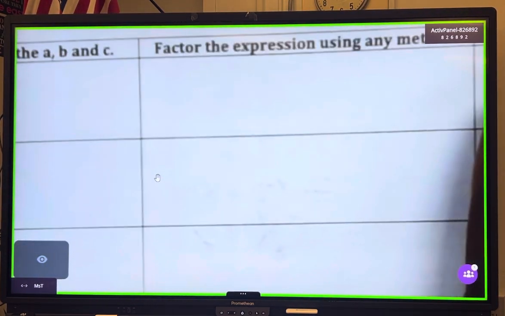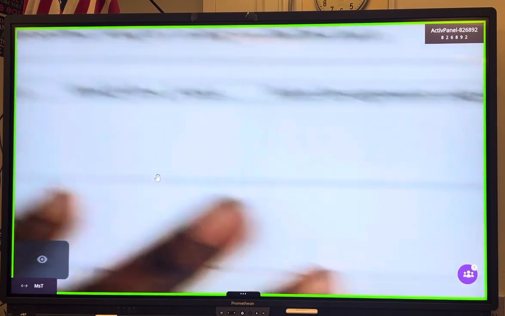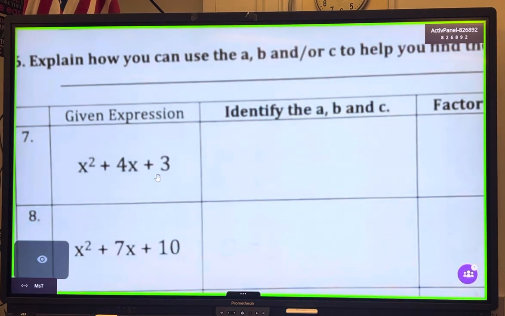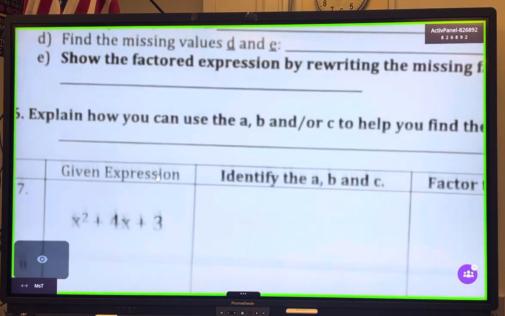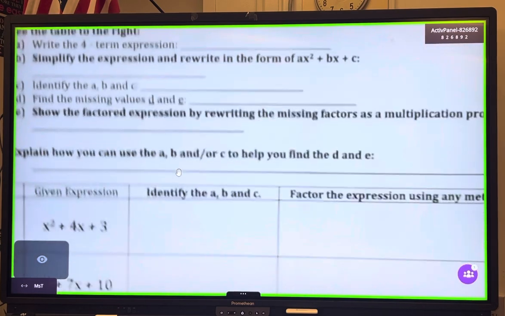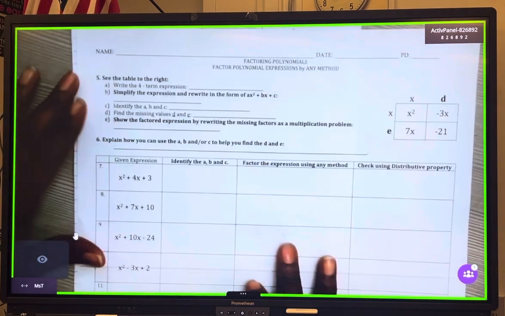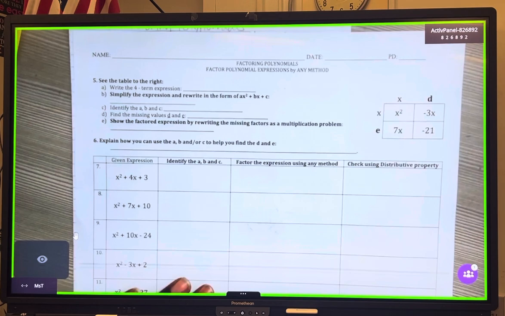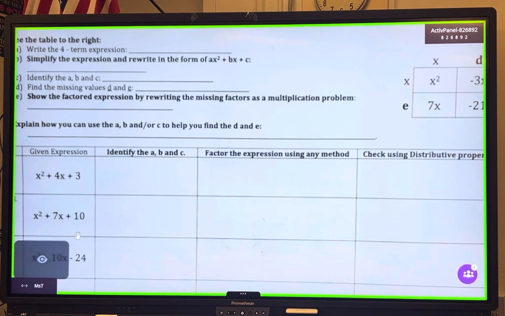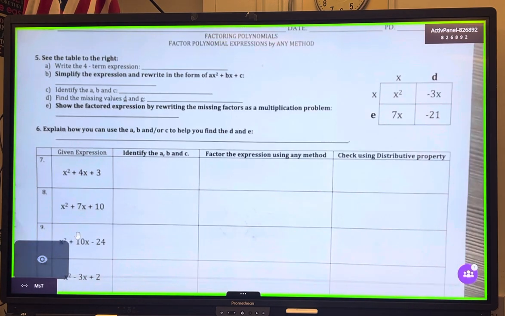Okay, so I want to do number 5, and then next time we come to class, we're going to finish it up. All right, so number 5 on the back. We still got 3 minutes. Y'all know I teach bell to bell. So let's go. It says, see the table at the right. So let's look at this table. I want you to help me find the D and the E.